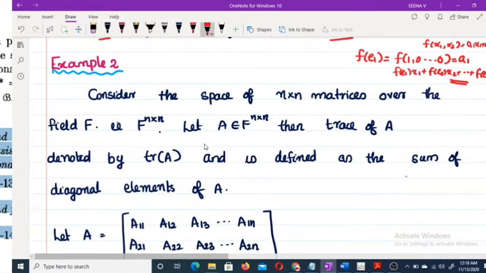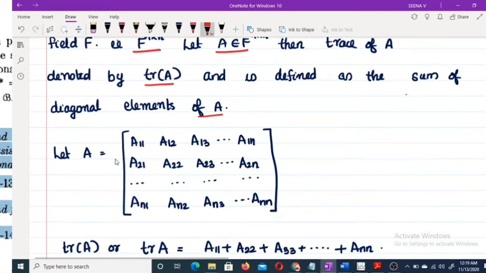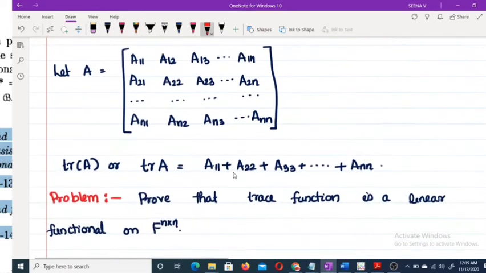Now move to another example. Consider the space of n by n matrices F^(n×n) and let A belong to F^(n×n). Then the trace of A is defined as the sum of the diagonal elements of A. Okay, if A is like this, then the sum of diagonal entries is called the trace of A: trace of A equals a11 plus a22 plus etc. plus ann. The next result says that the trace function is a linear functional on F^(n×n).